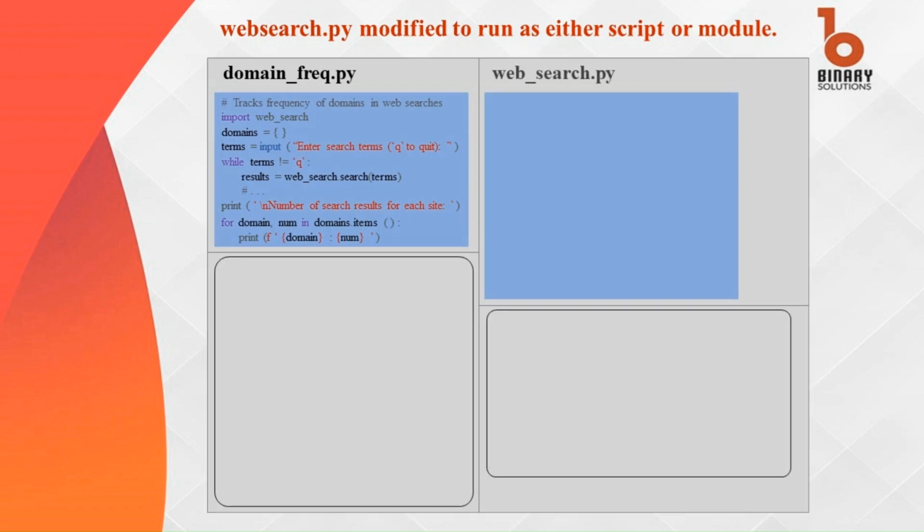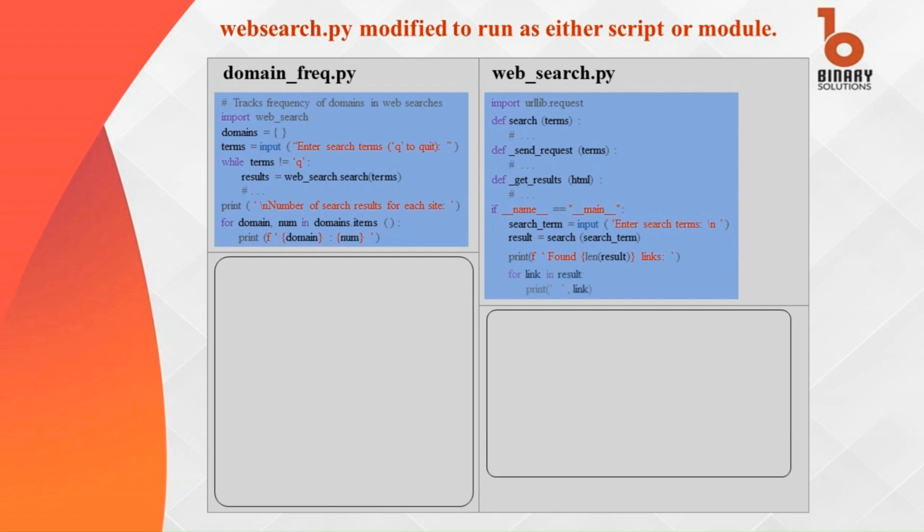Meanwhile, websearch.py contains the search function along with private helper functions like send_request and get_results, designed to fetch and process search results from a fictional search engine. The script includes the if __name__ == "__main__" block, ensuring that when websearch.py is executed directly, it prompts for a search term, retrieves results using search, and prints the links found. This separation ensures that websearch.py runs independently when executed, but does not automatically execute its main logic when imported into domainfreq.py.